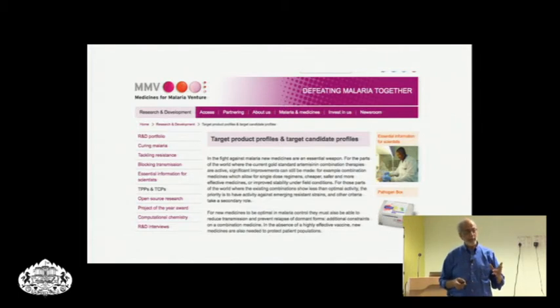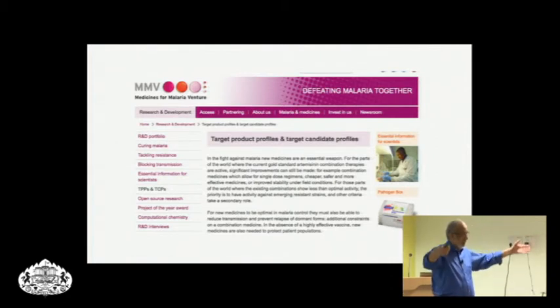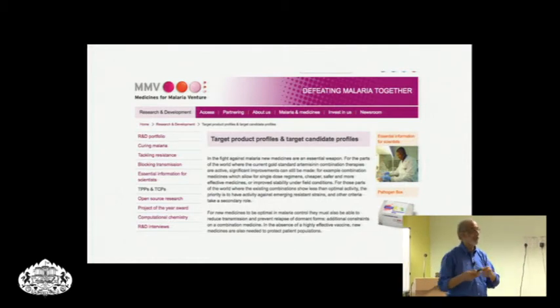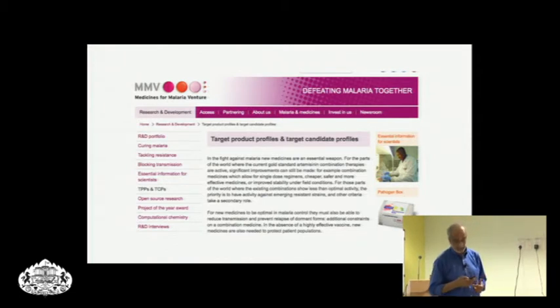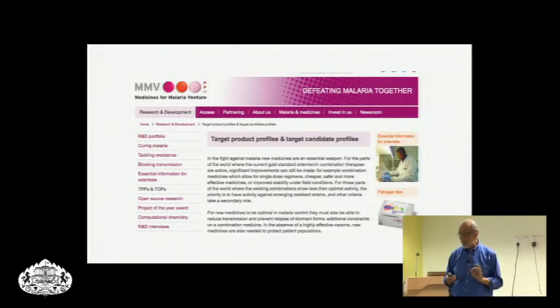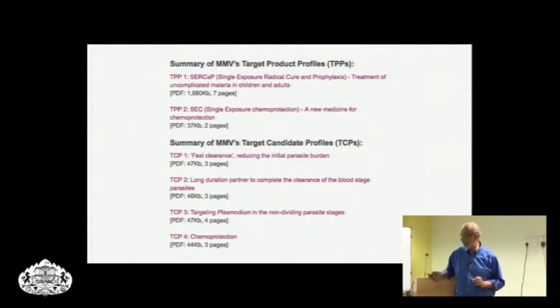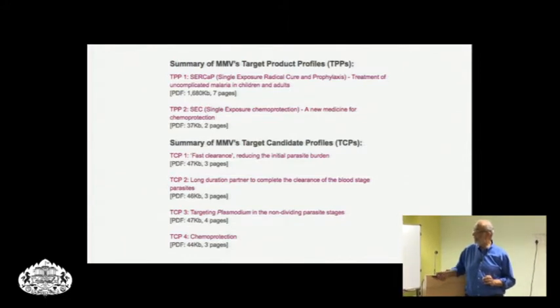So MMV is an organization consisting of medicinal chemists and clinicians and so on, who don't do the things themselves. They actually work with academic institutions, industry, and so on, and partner them together. And they have an extensive network which has been involved in these drug developments. And they are the ones who actually supported our effort on this compound that I'll tell you about in a little while. So what are the target product profiles and target candidate profiles? These are called the TPPs and TCPs.